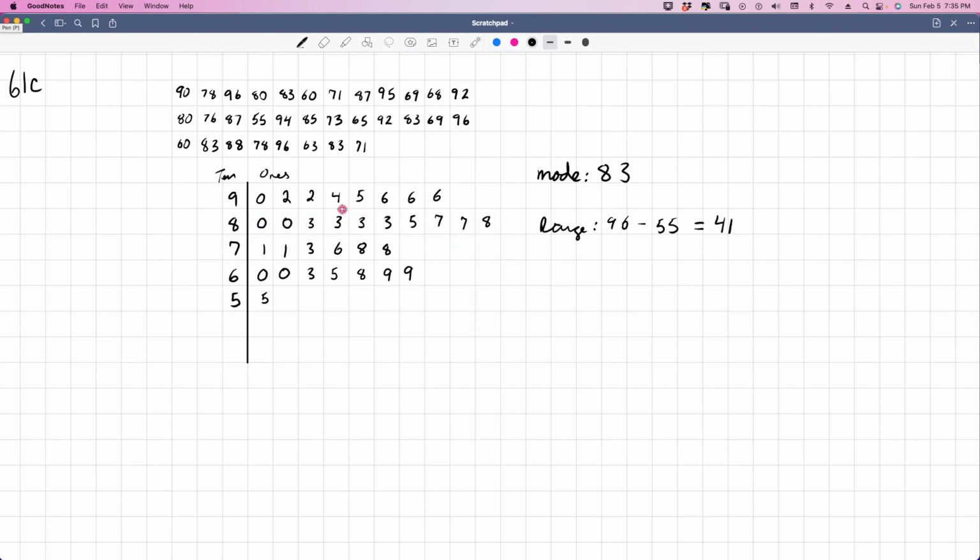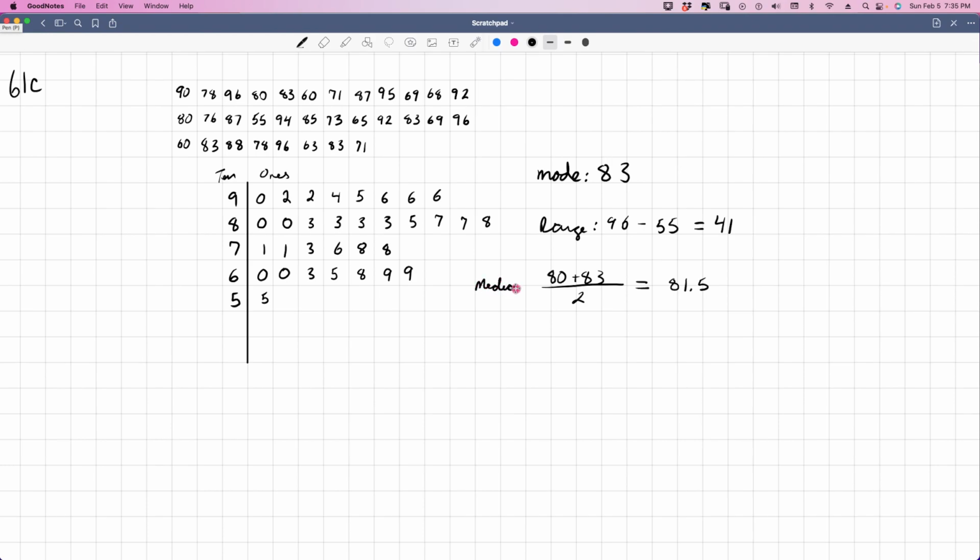Actually, no, I have to count backwards. So 1, 2, 3, 4, 5, 6, 7, 8, 9, 10, 11, 12, 13, 14, 15, 16. So 16 and 17, right? These are the middle two numbers, 80 and 83. So 80 plus 83, and then divide that by 2. And that is going to be 163 divided by 2. That's going to be 81.5. Yes, so that is my median.